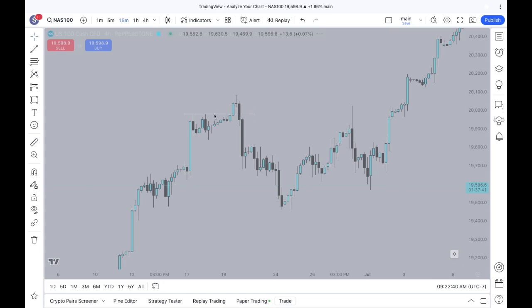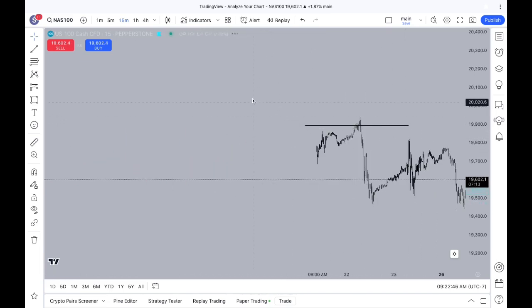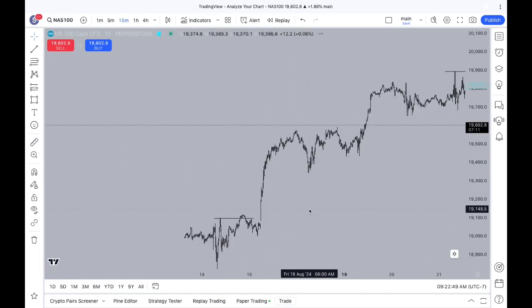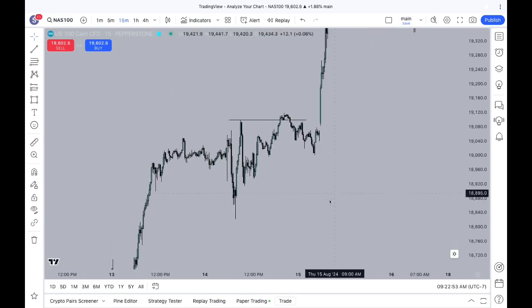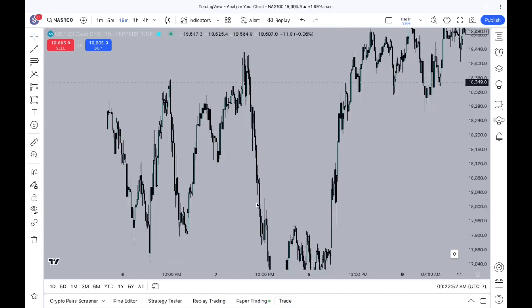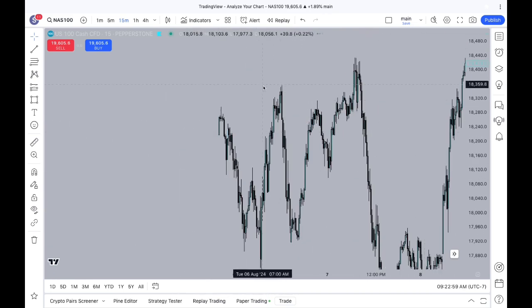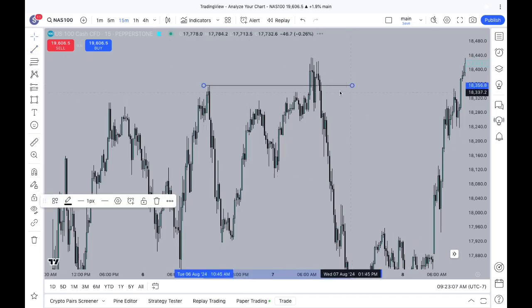You have to use your fair value gaps, your confluences, and all of that. Whether you guys have other trading strategies or whatever, you can implement this. It helps a lot. Just being able to read market structure in general will help you a lot. As you can see here, we have another liquidity sweep right here.